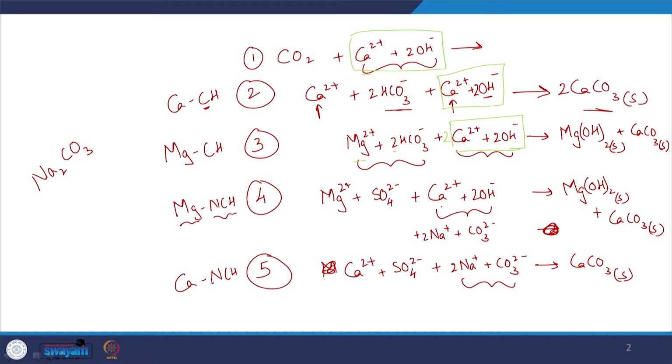But here we are adding lime, here also lime, here also lime. In the case of magnesium non-carbonate hardness, I am adding both lime and soda ash. In the case of calcium non-carbonate hardness, I am adding soda ash. So soda ash obviously comes into the picture when we are dealing with non-carbonate hardness. That's something to keep in mind.